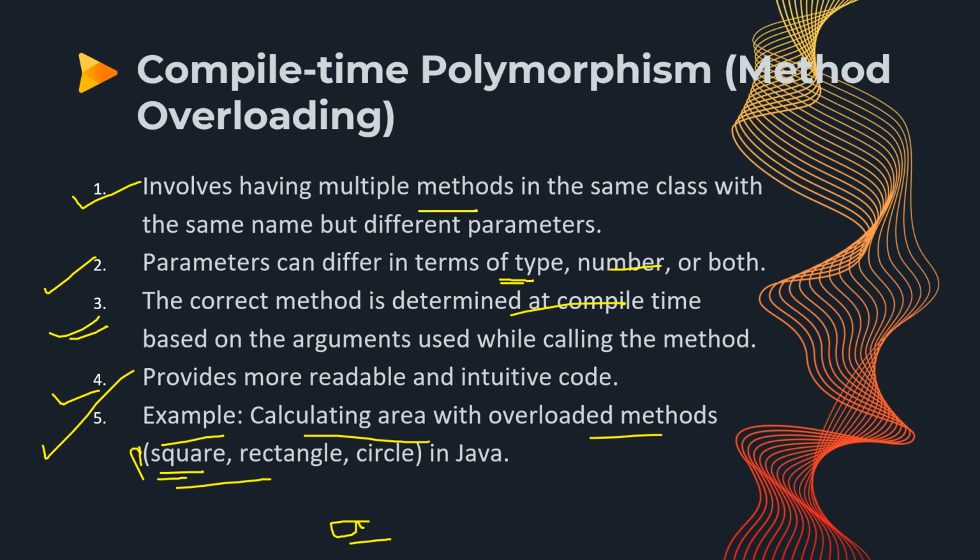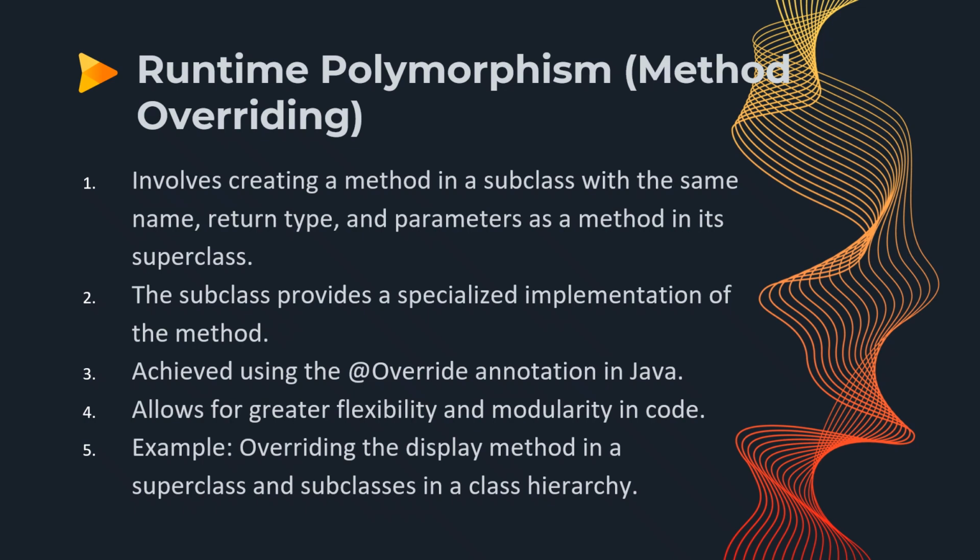If you provide r, but in float, then it will calculate the area of a circle. So this is compile time polymorphism. Then runtime polymorphism, or method overriding, involves creating a method in a subclass with the same name, return type and parameters as a method in its superclass. So this is overriding.